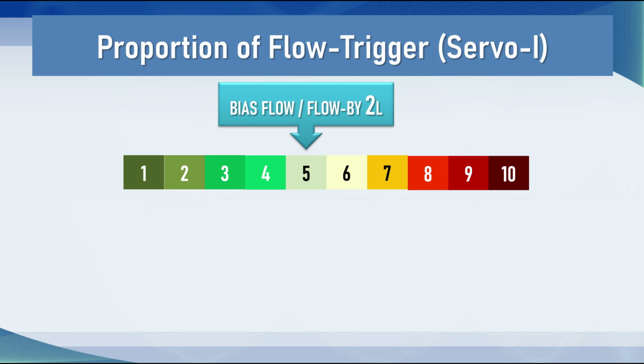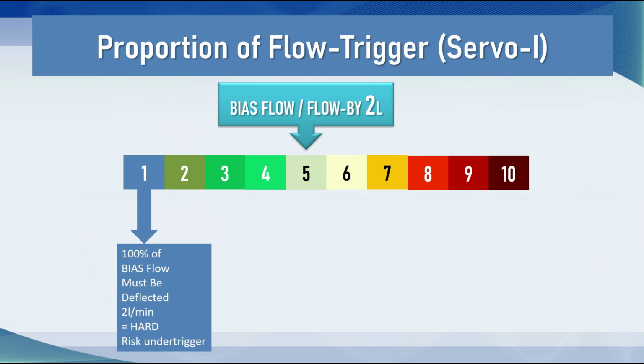Selecting 1 in this situation requires that 100% of bias flow must be deflected. And that is 2 liters per minute, and that's relatively hard. So this is the hardest level, 1. And there's a risk here that the patient will under-trigger.